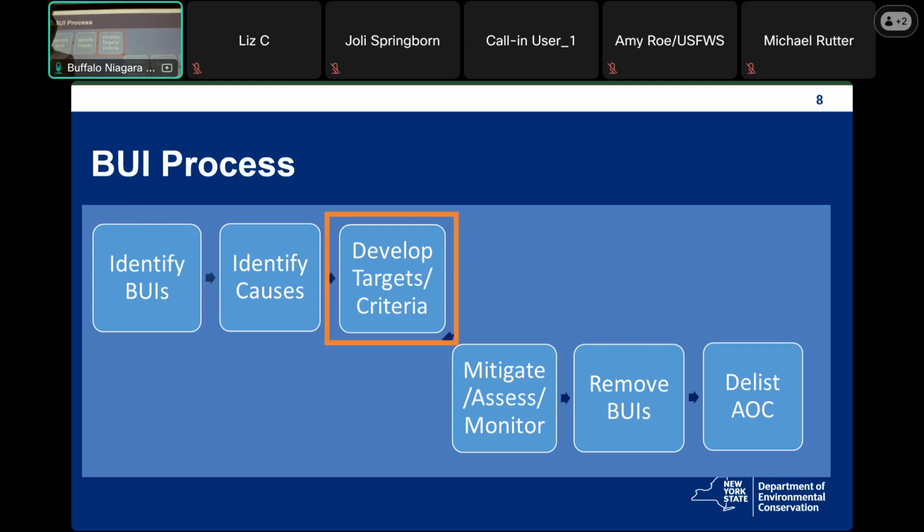criteria were developed for cleanup and restoration for each of those BUIs. Next is to mitigate, assess, and monitor to ensure restoration targets and criteria are met. And then the BUI can be removed, where a report is developed that makes the case for why and how the BUI criteria is met, meaning that there's no longer any impairment to the specific beneficial use. And we're currently in that process for this BUI. And so when all BUIs of the AOC are removed, the AOC can be delisted. Next slide.